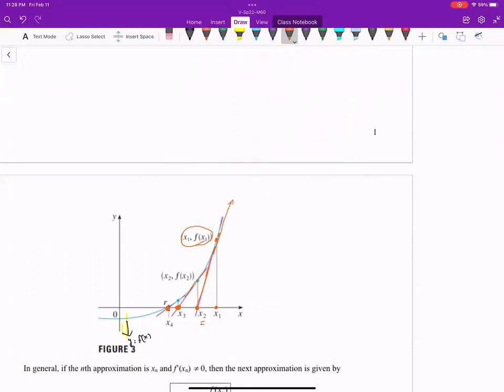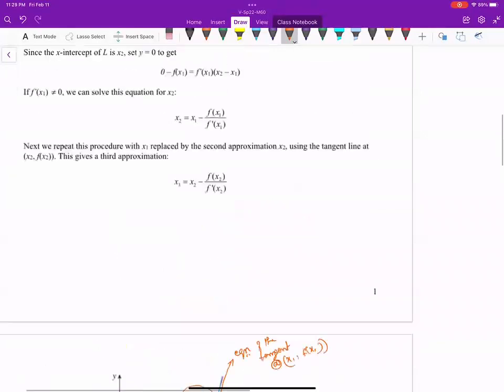For this equation of the tangent line at x1, f of x1, you know the point through which it passes. We know the slope also. Slope is nothing but the derivative of the function at x1, which is nothing but f prime x1.